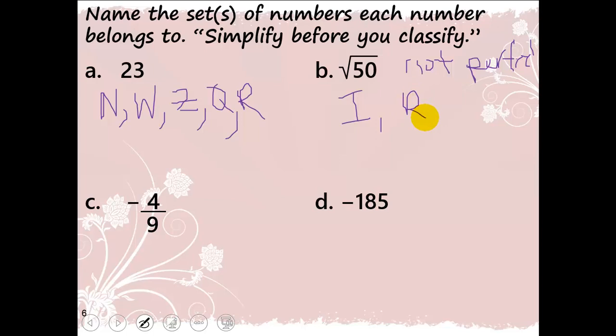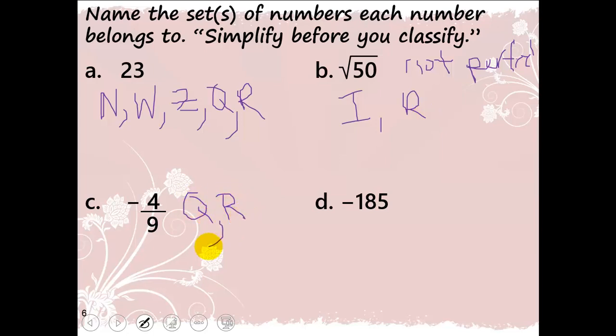-4/9. Is that a natural counting number? No. Is it a whole number? No. Is it an integer? Well, there's a negative sign, but this is a fraction, so it's not an integer. And then, is it rational? Yeah, it's a Q and it's an R.